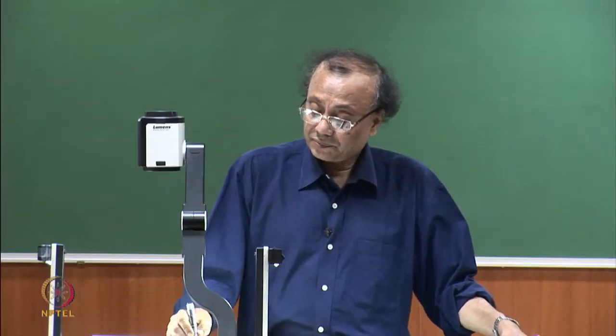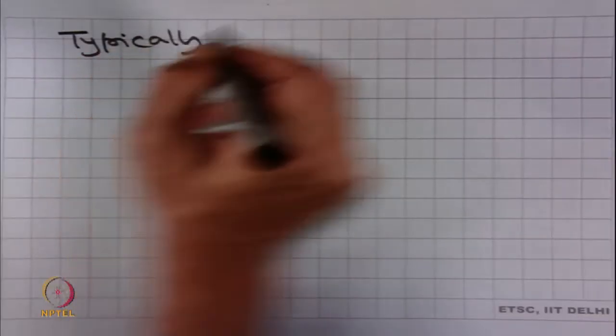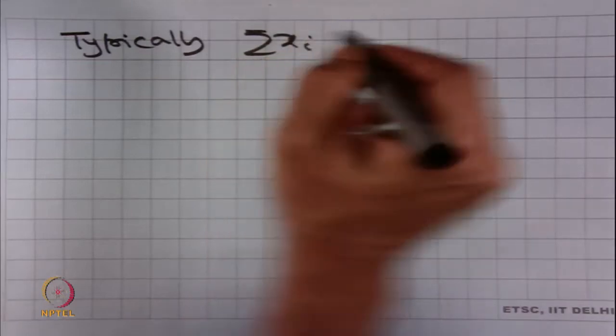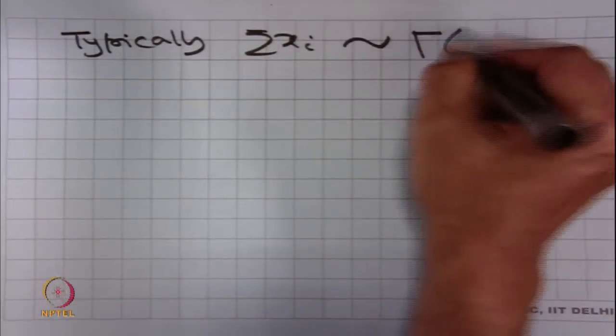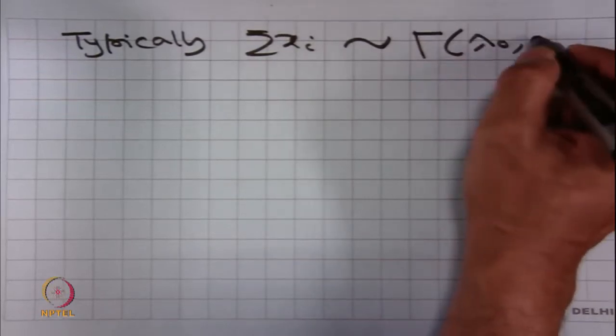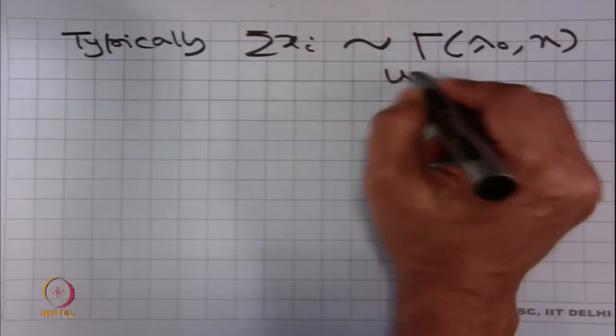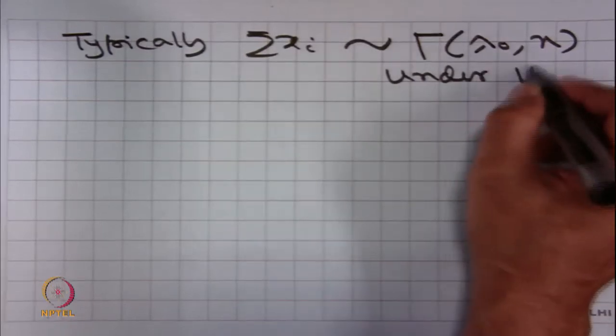Typically, sigma xi is distributed as gamma with lambda naught and n under H naught.